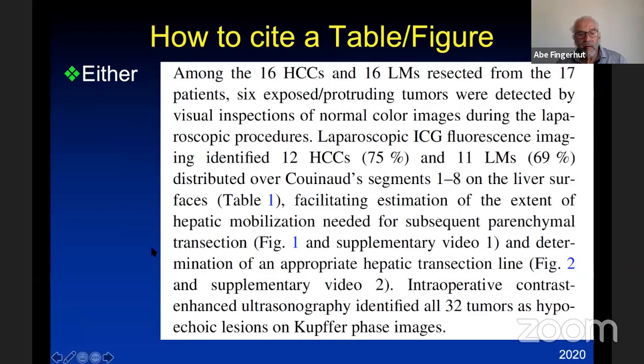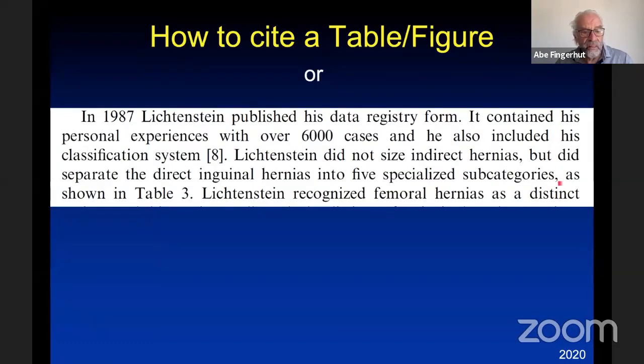I already talked about how you cite tables. We always use the present tense, remember? Or sometimes you don't even need a verb. Either you just indicate Table 1 between parentheses, as you see here, or as you see here for the figure. Or you can say in a sentence, as shown in Table 3. Either way is okay. But every table and every figure has to be cited in the text.